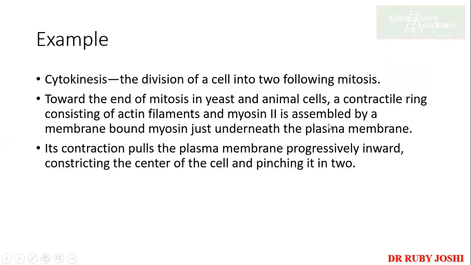So let's talk about another example, that is cytokinesis. Now cytokinesis is also because of the actin filaments, okay? Cytokinesis means the division of a cell into two following the mitosis. So towards the end of the mitosis in yeast and animal cells, a contractile ring consisting of actin filaments and myosin 2 is assembled underneath the plasma membrane. Okay, so the contraction pulls the plasma membrane and finally what happens? It pinches off and it becomes two.